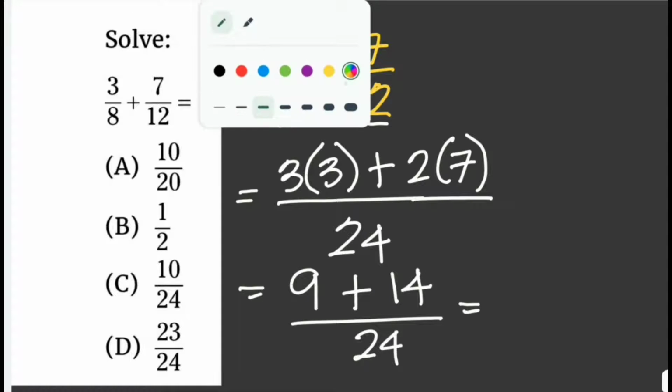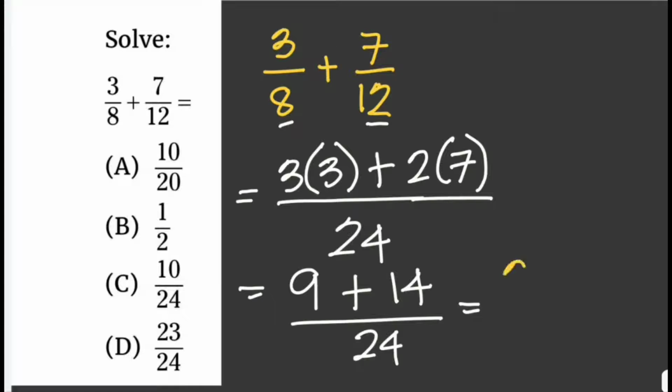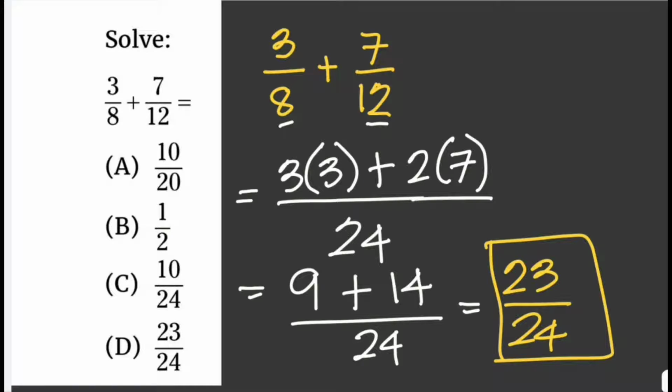And then we add 9 and 14, which is 23 over 24. Now 23 over 24 cannot be further reduced because they don't have a common factor. Besides, 23 is a prime number. Therefore, our final answer is just 23 over 24. So when we add 3 over 8 plus 7 over 12, it would equal 23 over 24.